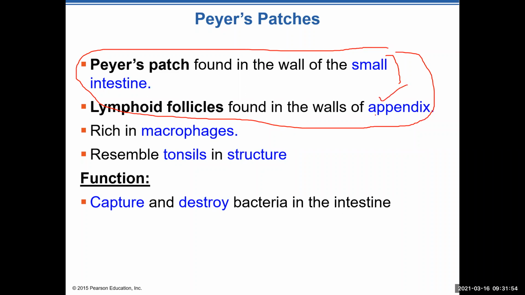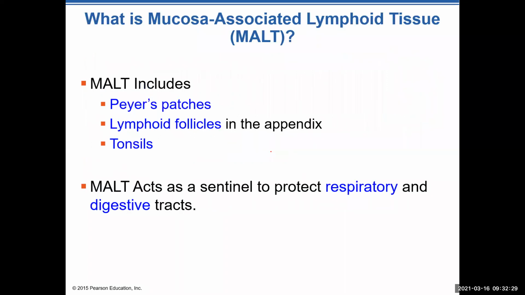So long back, if you remember, we used to call the appendix a vestigial organ, the organ which has no function at all, right? Even if you remove it, there's no problem, right? But now a lot of interest is in the appendix, because we have found that there are a lot of lymphoid follicles present in the appendix, which can be a source of what? Very good immune cells protecting our gut. They all are rich in macrophages. Okay, that was about the Peyer's patch and the lymphoid follicles.